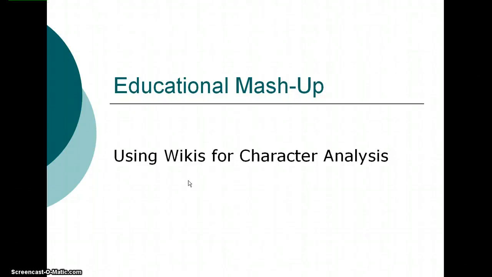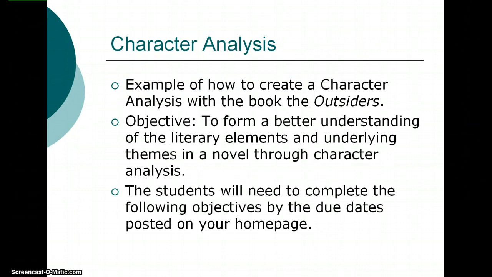Now that you know how to make a Wiki Spaces page, I'm going to show you how to use a wiki for a character analysis mashup. We're going to use an example of how to create a character analysis with the book The Outsiders by S.E. Hinton. The objective is for students to form a better understanding of the literary elements and underlying themes in a novel through character analysis. The students will need to complete the following objectives by the due dates posted on your home page.